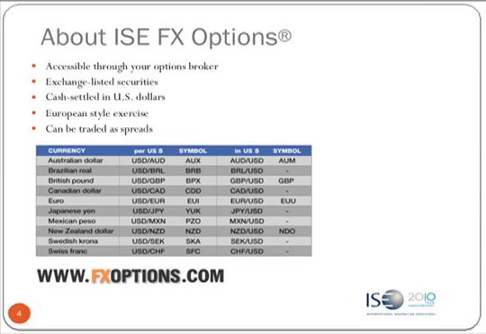ISE FX options are accessible through your options broker. They're exchange-listed securities, cash-settled in U.S. dollars, European style, and can be traded at spreads. We've added some new symbols. A couple months ago, we added AUM, GBP, EUU, which is in the news each and every day. And we also have NDO, and we have the old stalwarts: the Aussie dollar, British pound, Canadian dollar, euro, yen, peso, New Zealand dollar, Swedish krona, and Swiss franc.